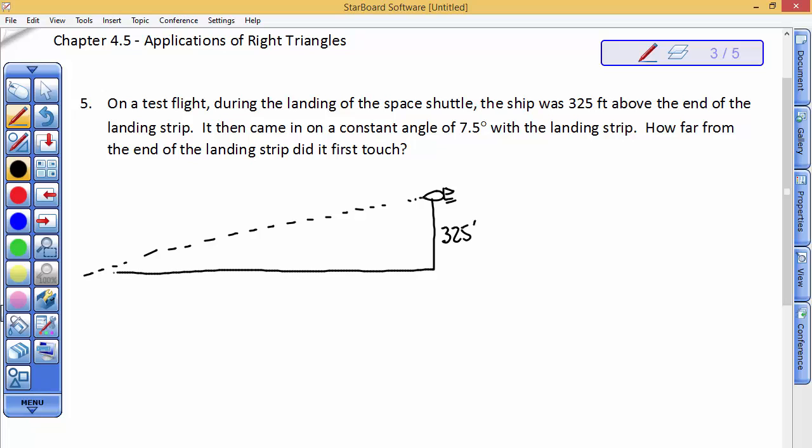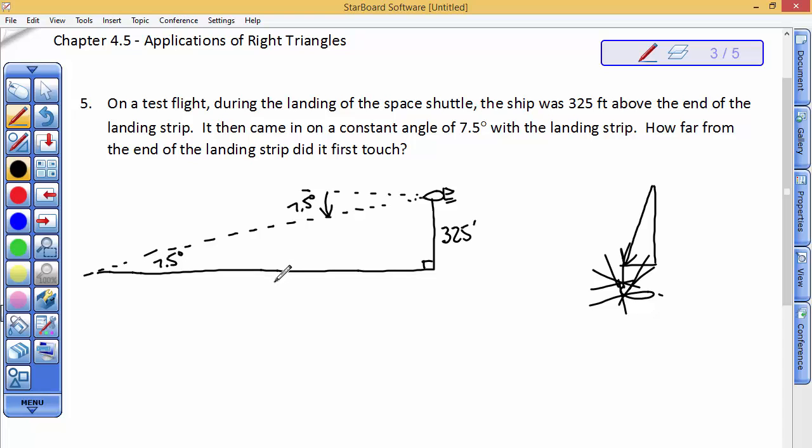So here's my right angle. Tons of people want to put the 7.5 degrees right here. That's not appropriate. If you put the 7.5 degrees right there, then you would have the space shuttle diving into the ground and crashing. The 7.5 degrees is not right here. It came in with an angle of 7.5 degrees, that angle of depression again. So the 7.5 is over here.